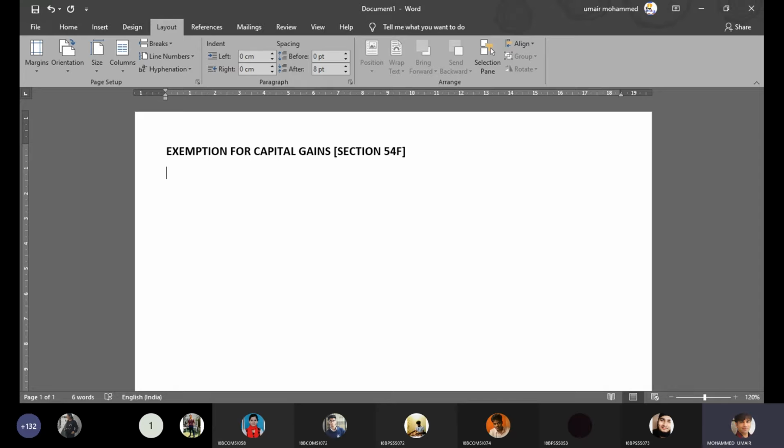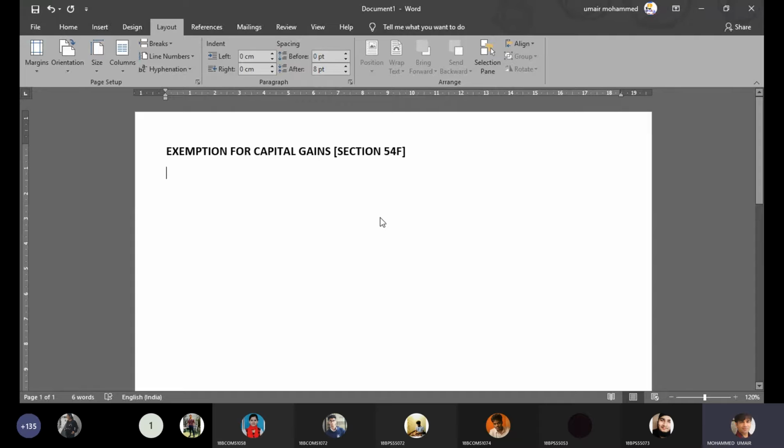The reason why this section is unique is because in this section, to determine the amount of deduction, we use a formula or an equation, because in all the deductions and exemptions we have done so far, the exemption or the deduction is the amount you're reinvesting in the new capital asset, or the amount you are depositing in the capital gain scheme, combined together is the deduction amount, right?